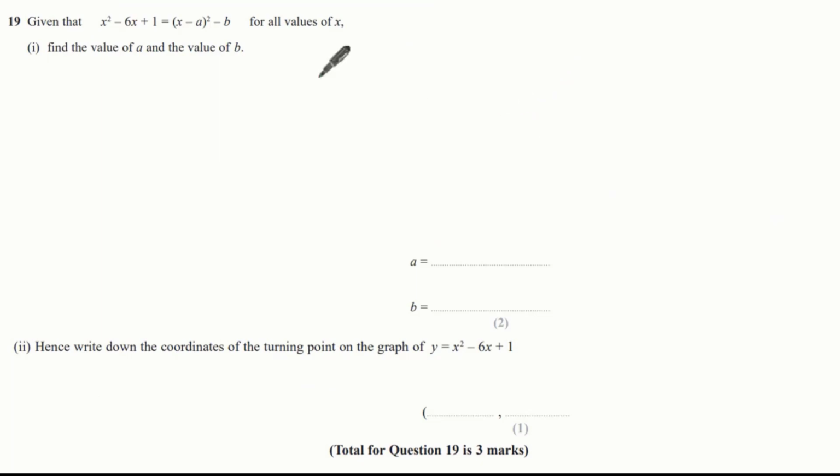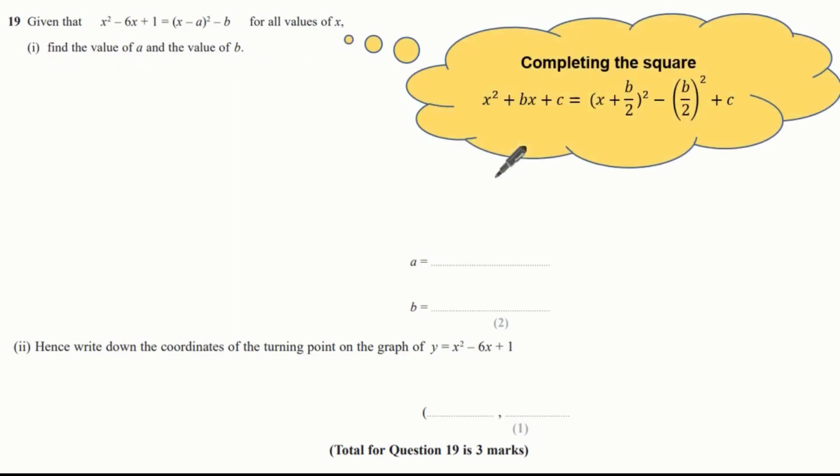Question 19 says, given that x squared minus 6x plus 1 is equal to x minus a all squared, subtract b for all values of x, we're asked to find the value of a and the value of b. Now what's important to note is that this question wants us to complete the square. Even though it doesn't state that it wants us to complete the square, it's important that we recognize the format.